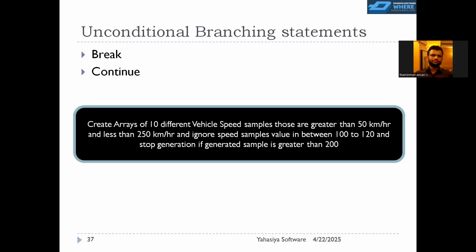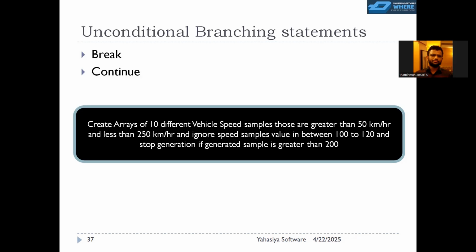We have a problem statement here. The problem statement is: create an array of 10 different vehicle speed samples that are greater than 50 km per hour and less than 250 km per hour. So this is the range. It should be in between 50 and 250.